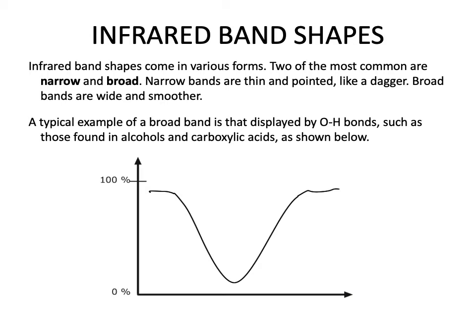Infrared bands can be sharp and they can be broad. In this figure, a typical example of a broad band is shown, which is the OH band in alcohols or carboxylic acids. You need to familiarize yourself with this type of broad band.